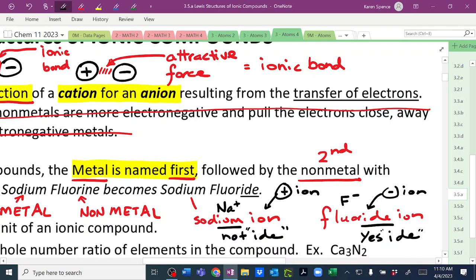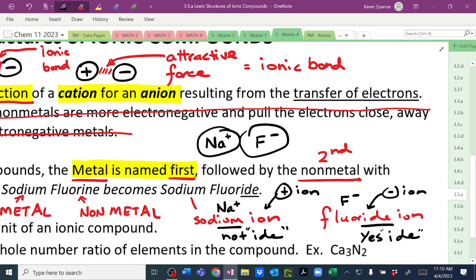So what that would look like is we would have an Na plus ion and we would have an F minus ion, and they would be held together by what kind of a bond? What kind of a bond do we have between sodium ion and fluoride ion? That would be an ionic bond. Shockingly, between ions, we have an ionic bond. Okay.